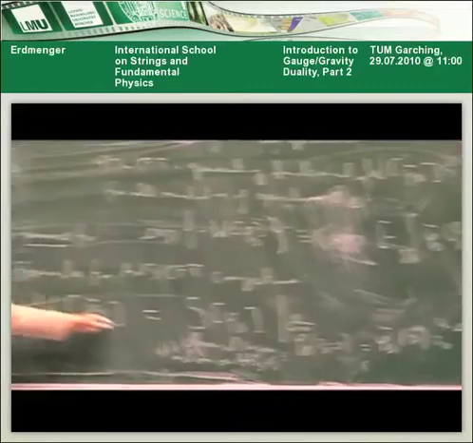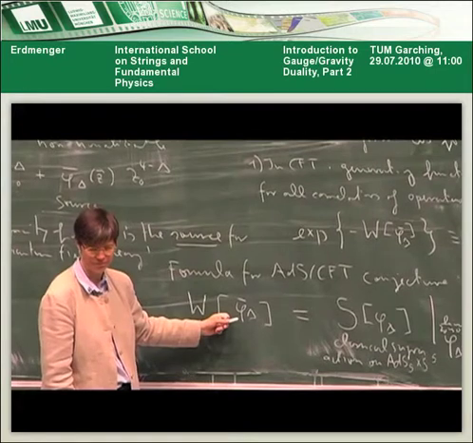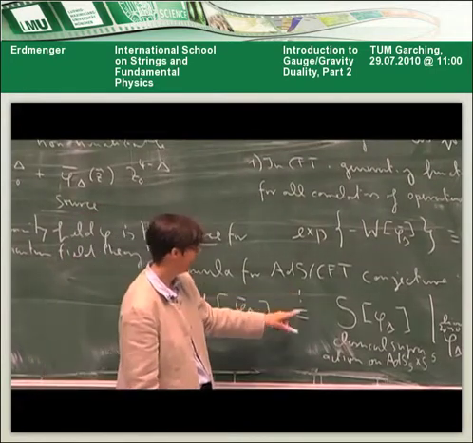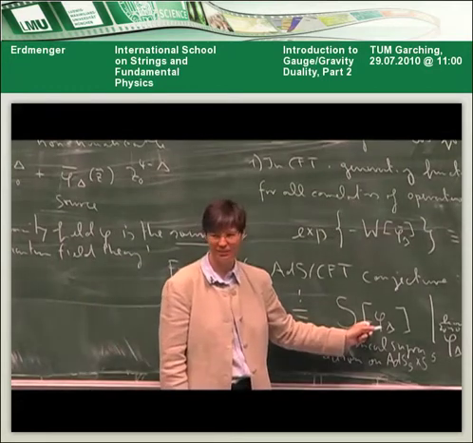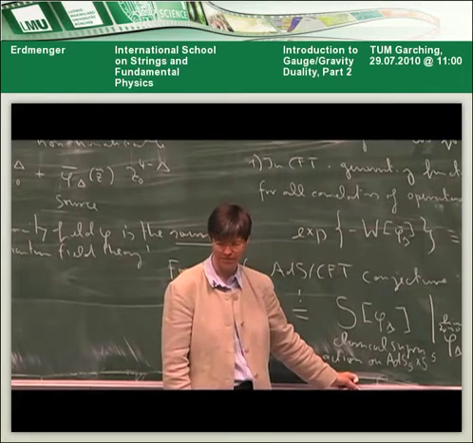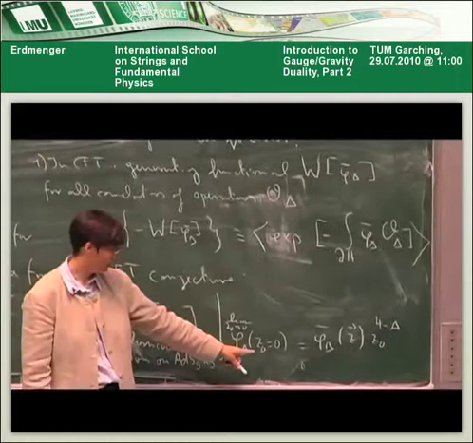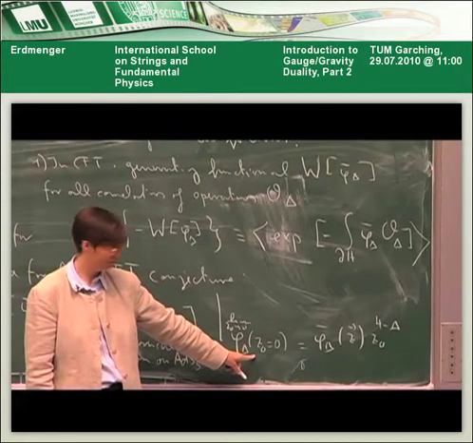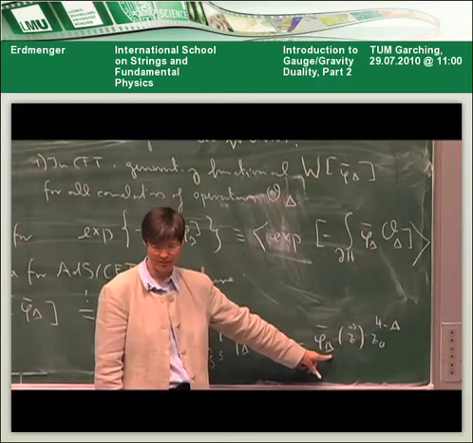So the point is, for the correlation functions in my quantum field theory, I need a generating functional. This is this object. And now the ADS/CFT conjecture says, I identify this generating functional with the classical supergravity action on this space. But there is a constraint which says the boundary values at the boundary of the ADS space of my field have to coincide with the sources for the dual operators.